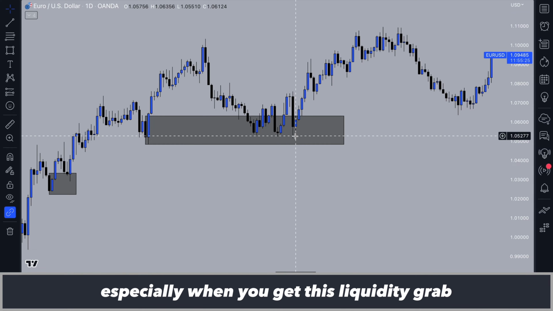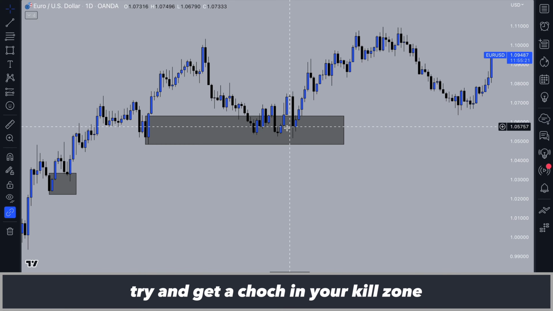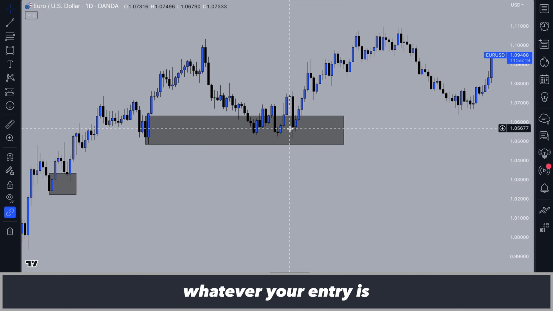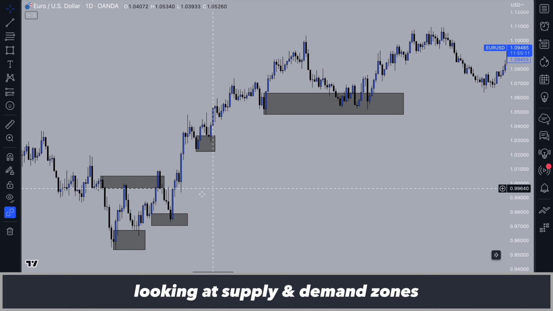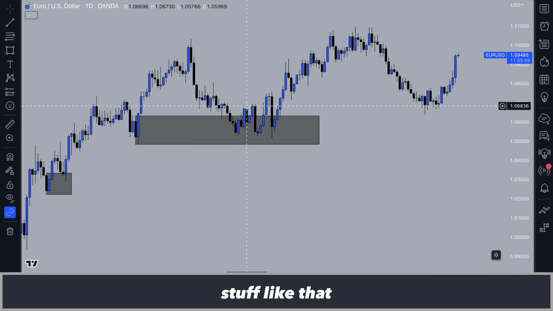And if you saw this here, you could look for trade entries in here, especially when you get this liquidity grab. You could try and get a change of character in your kill zone or something like that, whatever your entry is. This is kind of the process that I am taking on the daily time frame, looking at supply and demand zones, any liquidity grabs, stuff like that.